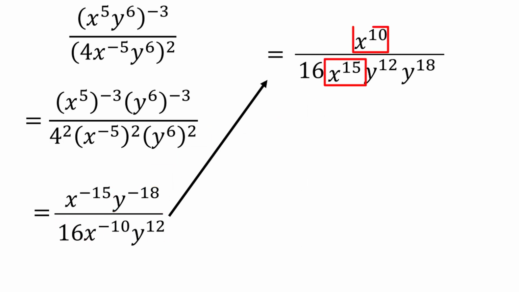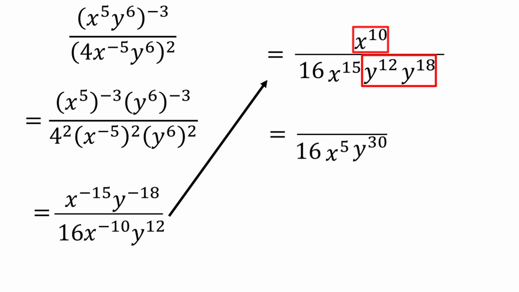Subtracting the exponents on x, we have x to the 5th power on the denominator, since the denominator power was larger, and we have y to the 30th power on the denominator, as well as our 16. There is nothing left on the numerator, so we just have 1, which completes the simplification of this expression.